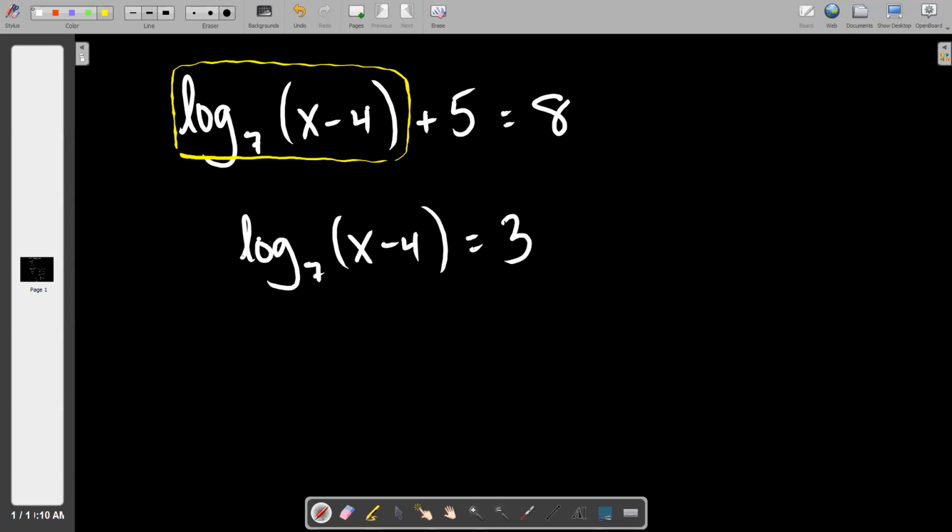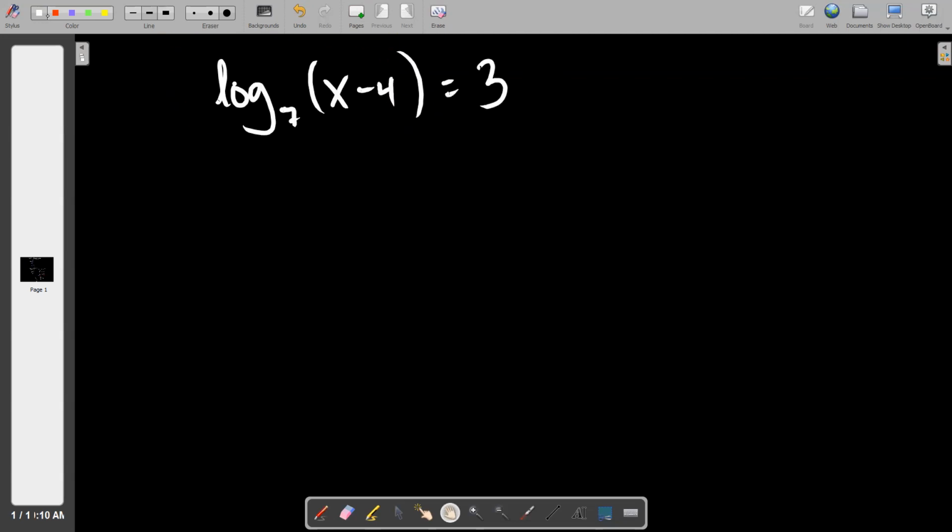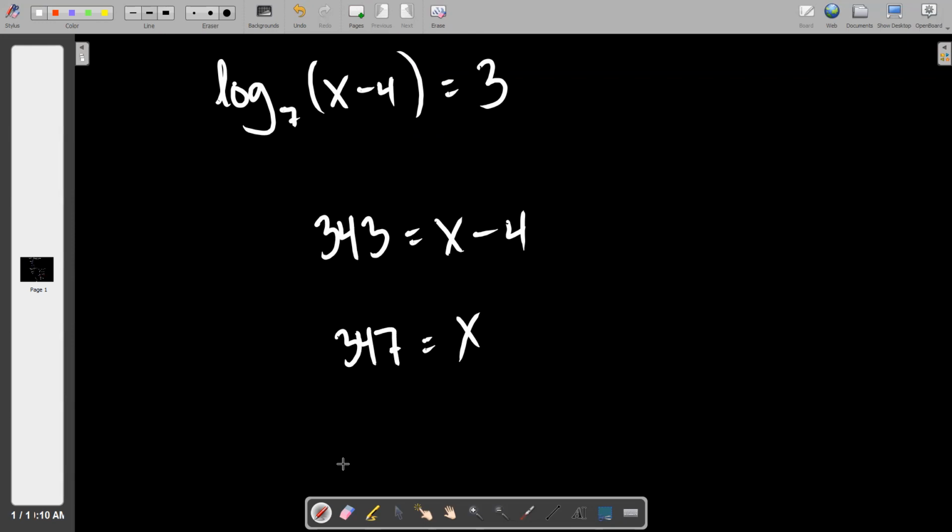But in this one, if we water cycle this up and out, we get 7 to the third, which is 343. So we have 343 equals x minus 4. So what's x? Just like that. Okay.